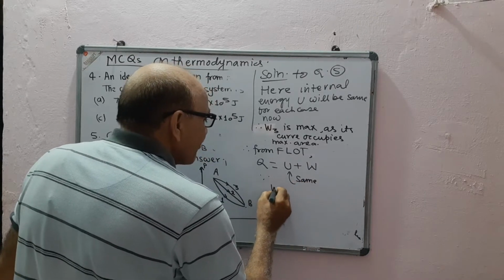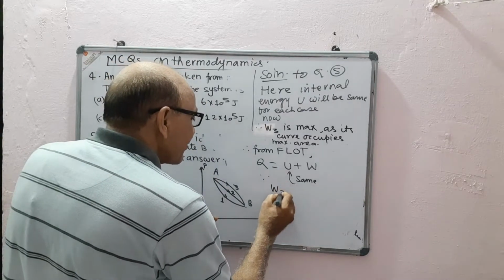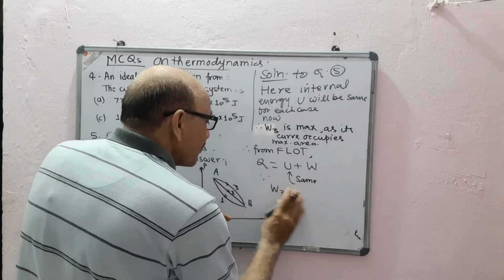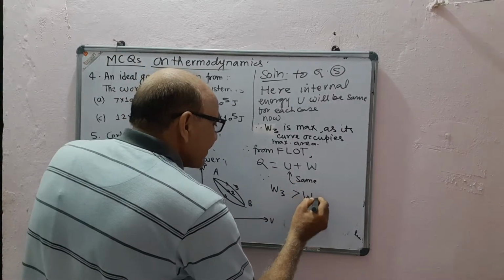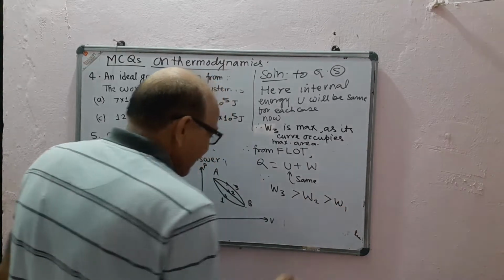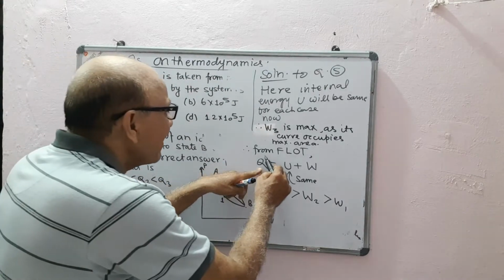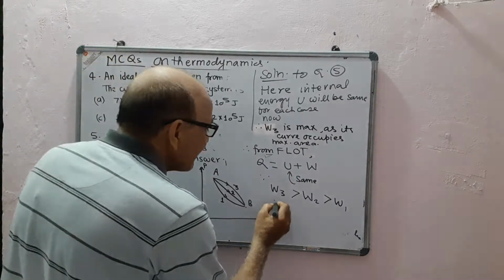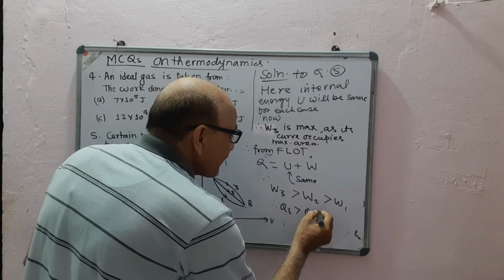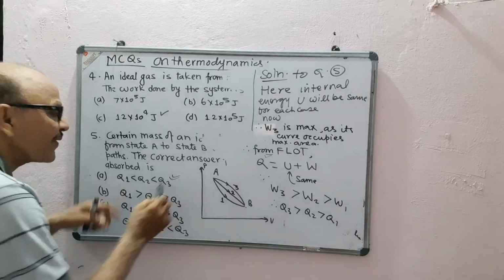Because this is the same, W3 has the maximum area, then W2, then W1. Therefore, the heat will also be of the same order, and therefore Q3 will be maximum, then Q2, then Q1. So, the correct answer will be this.